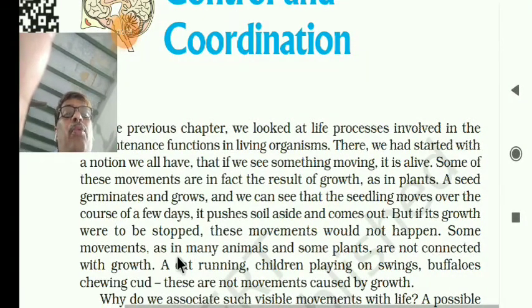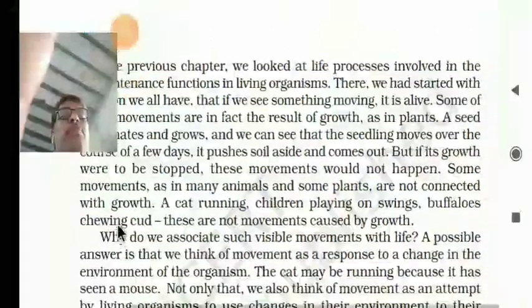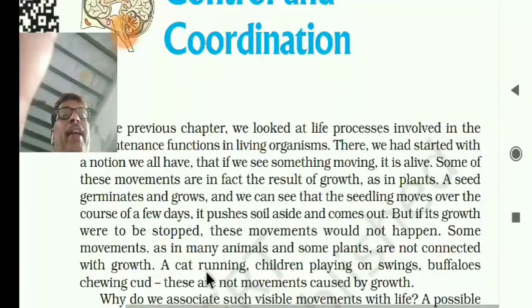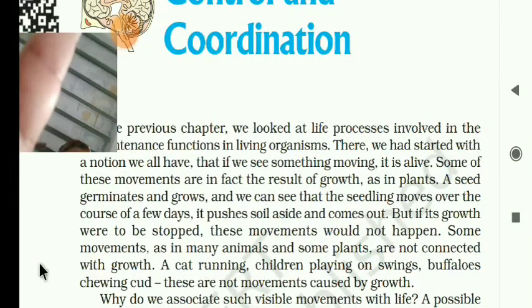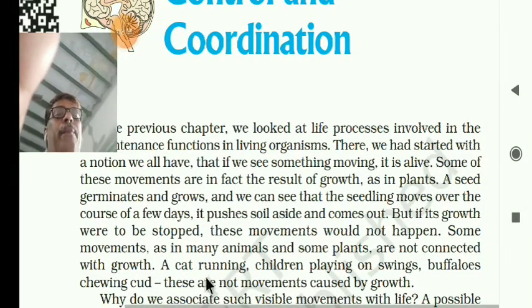Some of the movements, as in many animals and some plants, are not connected with growth. See, if something is only growth, we cannot say that it is living. Only by the growth we cannot say. For example, some of the actions, like a cat running. See here, this is not related to the growth aspect.